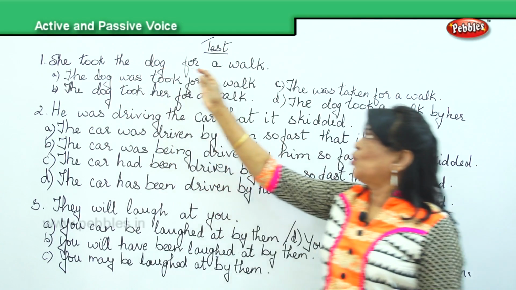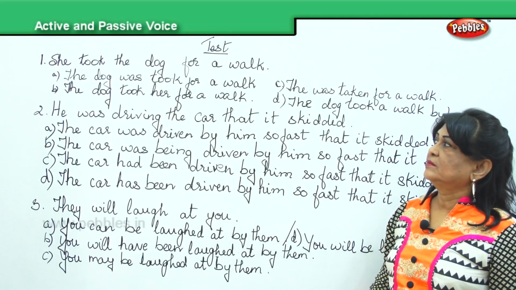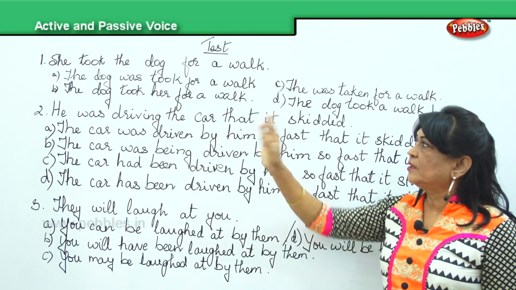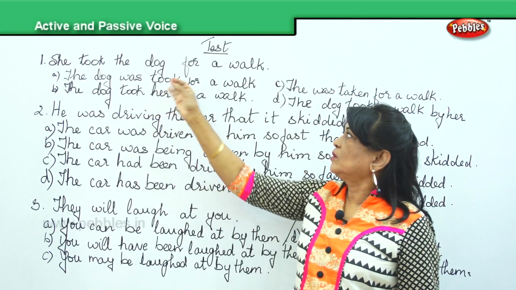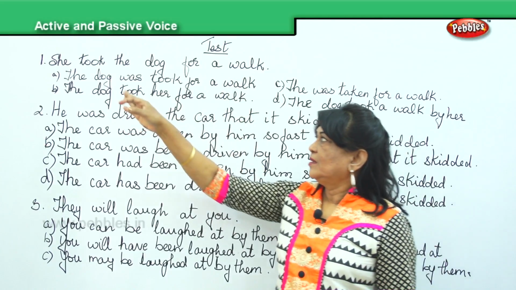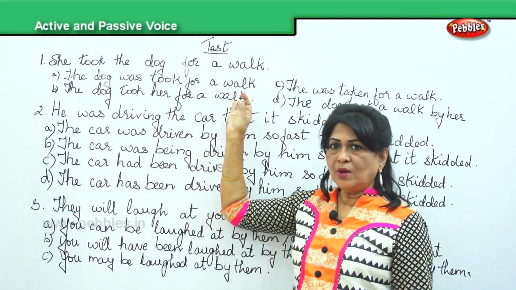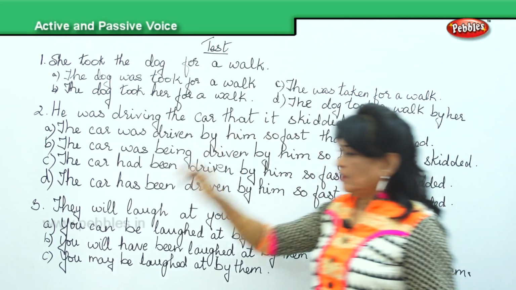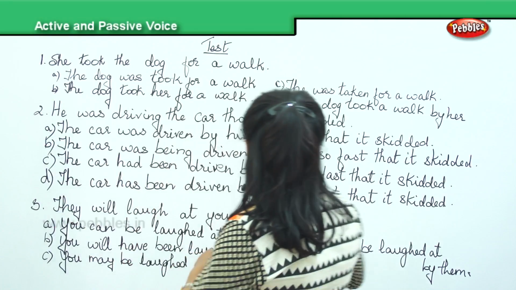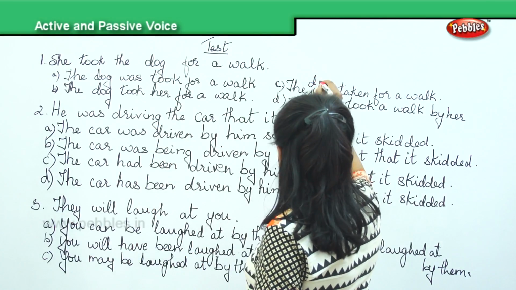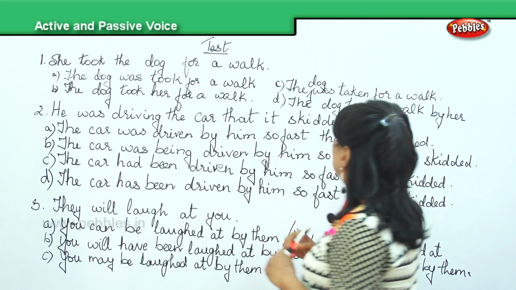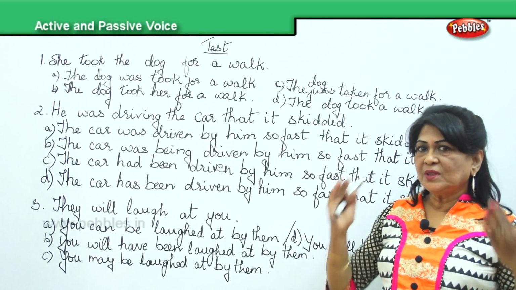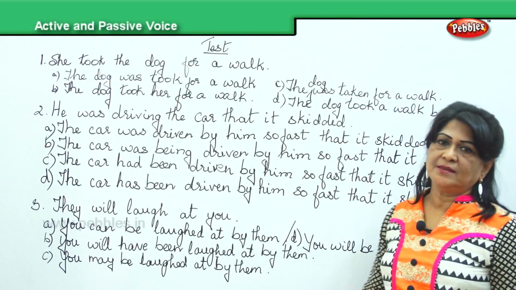She took the dog for a walk. She took the dog for a walk, and you have 4 options here. The dog was took for a walk. The dog took her for a walk. The dog was taken for a walk. The dog took a walk by her. Now you have to think and choose the right answer.